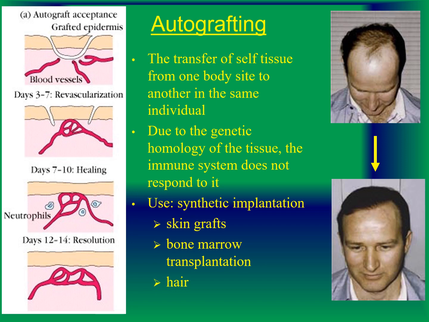Talking about the first type of graft, which is autografting. Autografting refers to the transfer of cells or tissue from one part of our body to another part of our body, but of the same individual. So the person remains constant. Due to the genetic homology of the tissue, an immune response does not take place, and there is no adverse immune reaction, because the transfer is from the same individual. Examples include skin grafts, bone marrow transplantation, and hair follicle transplantation or hair transplant.